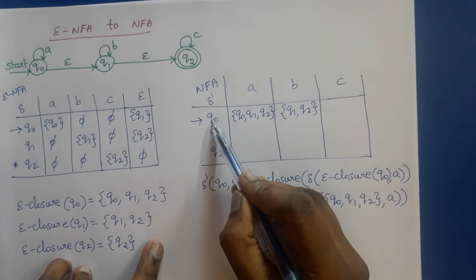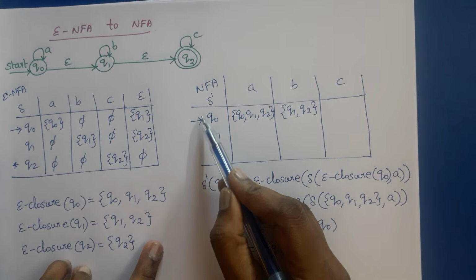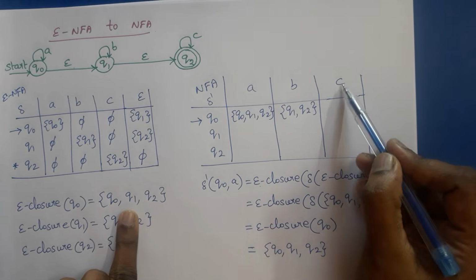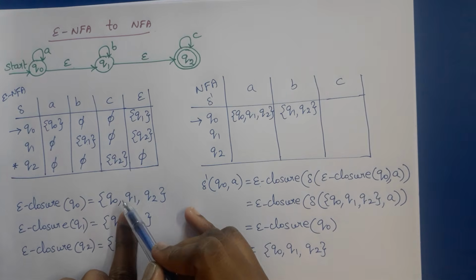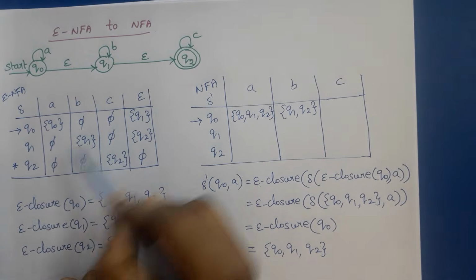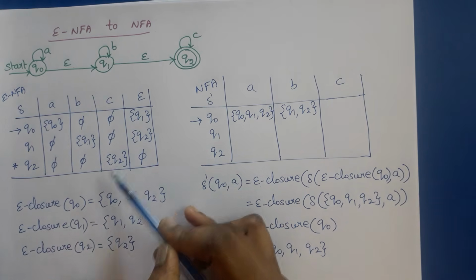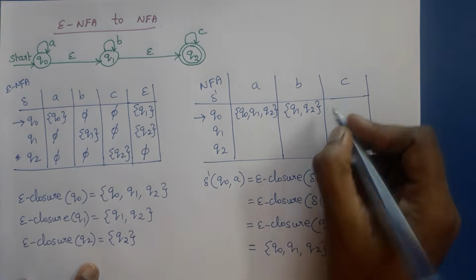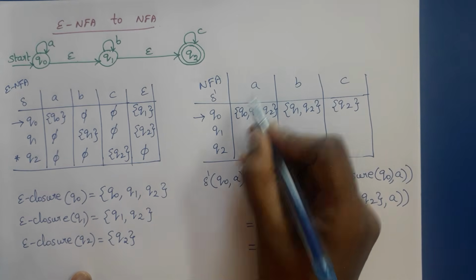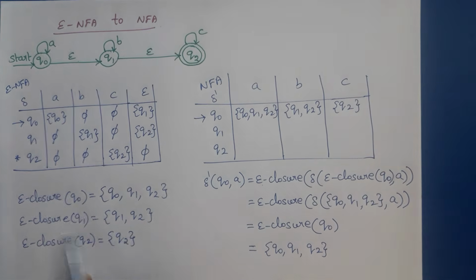Now we have to find delta dash for Q0 and C. So first we have to find epsilon closure of Q0, that is Q0, Q1, Q2. Then for the input symbol C, we perform the delta transition: delta of Q0 comma C union Q1 comma C union Q2 comma C. So that is Q2. Then epsilon closure of Q2 is Q2.